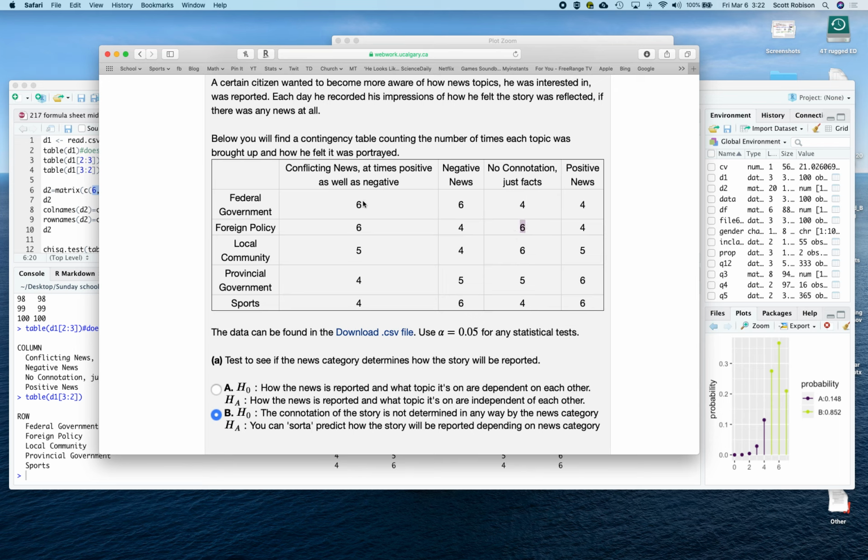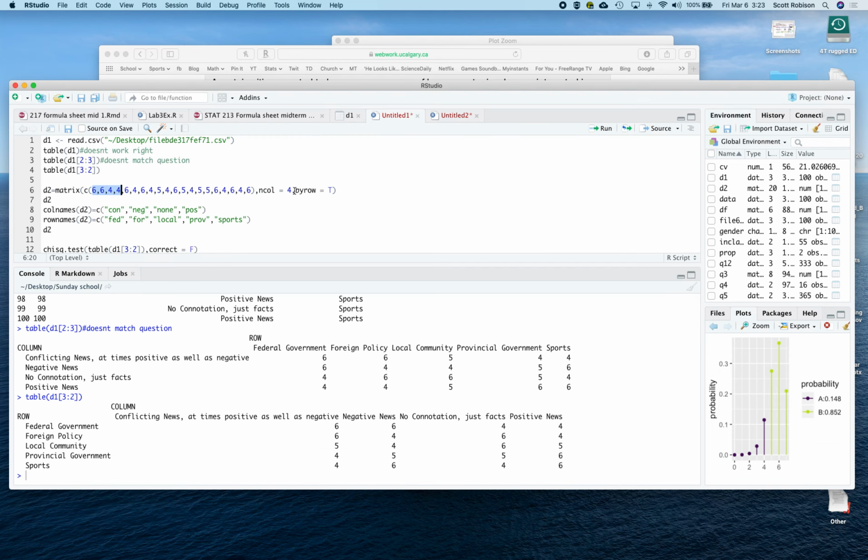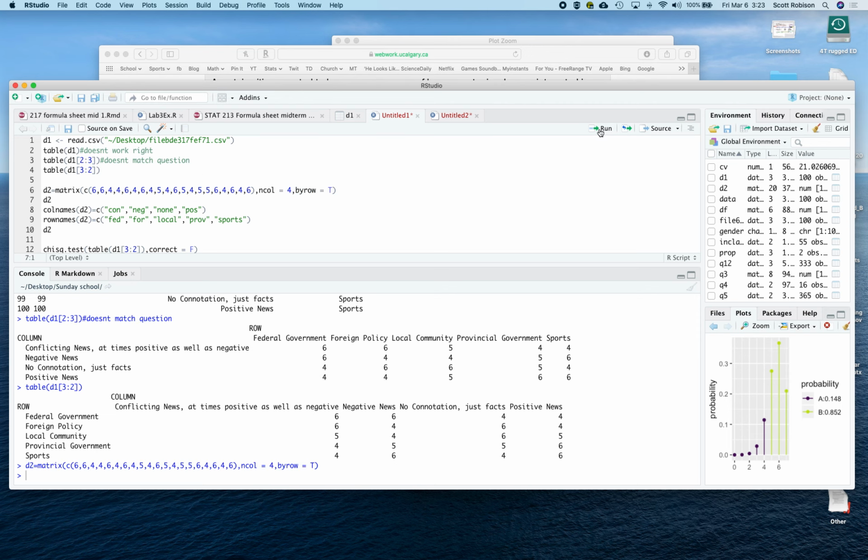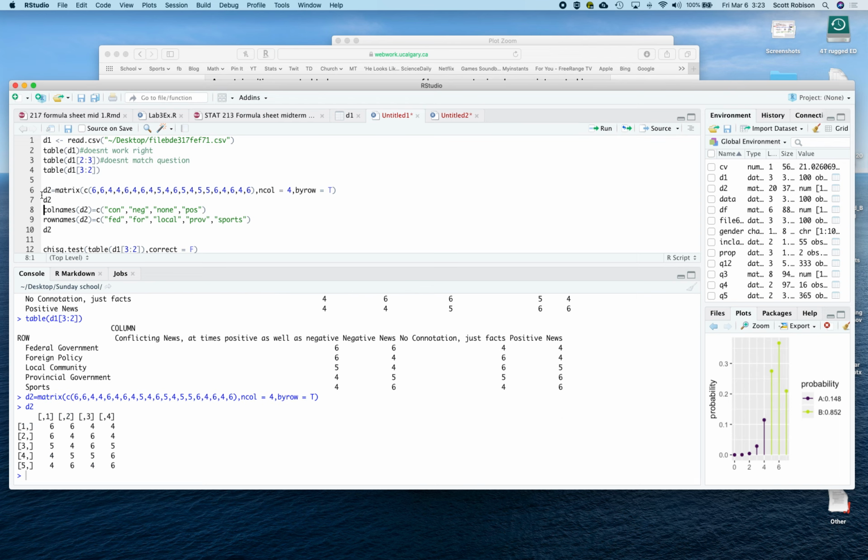I am not giving the numbers vertically, which would be 6, 6, 5, 4, 4. If you wanted to give the numbers vertically instead of horizontally, you could set by row to false. In this case, I have done it horizontally. So here, I can make a matrix or a table where I made it and then I showed what it looked like. I haven't currently got any names attached to the table, so I can put in column names and row names using these commands that you can have a look at here.